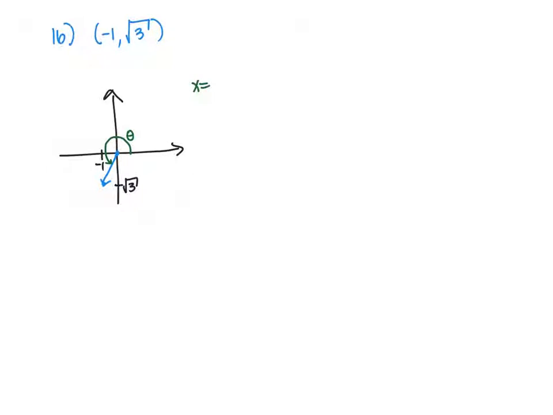My y is going to be the square root of 3. Y is the square root of 3. And now I need to find r, and so r, I could use that formula, the square root of x squared. So x squared is going to be -1 squared, and the square root of 3 squared.